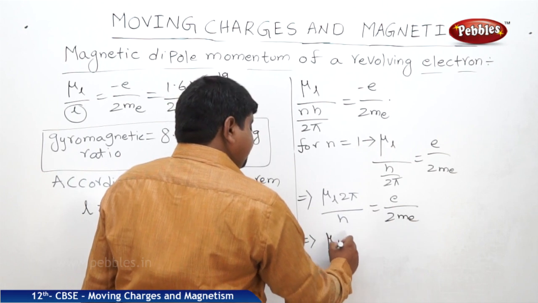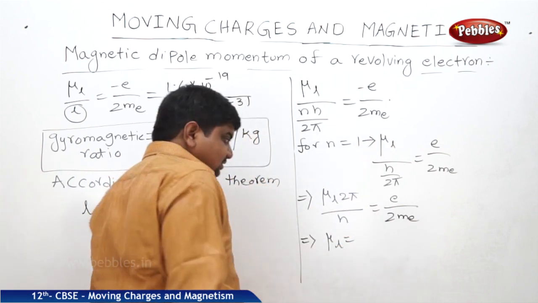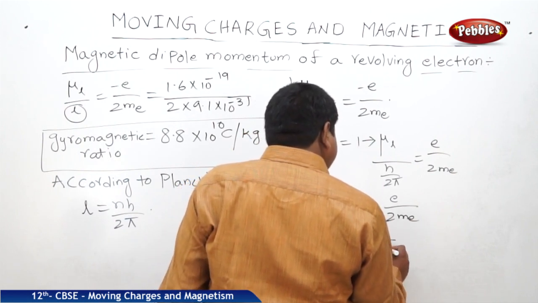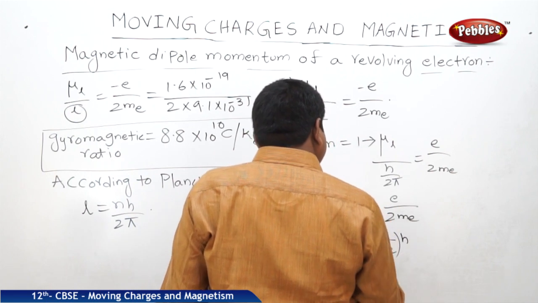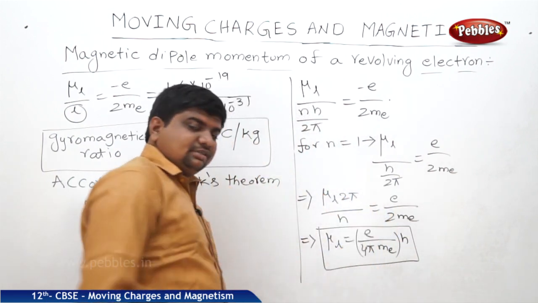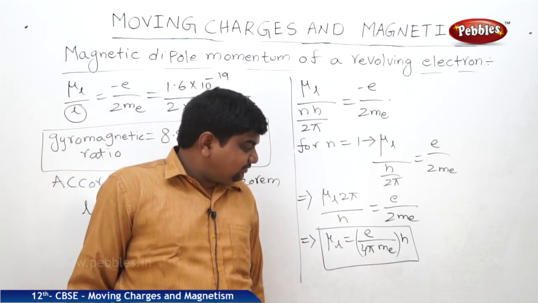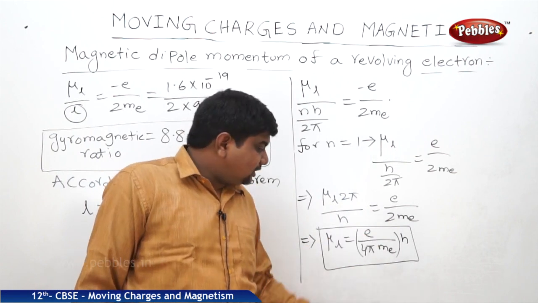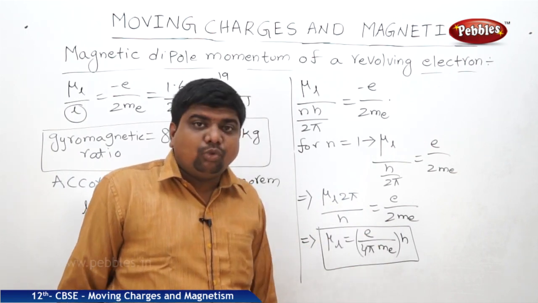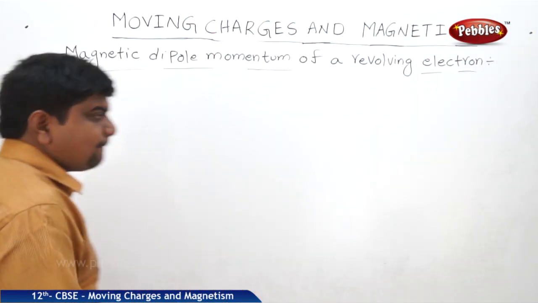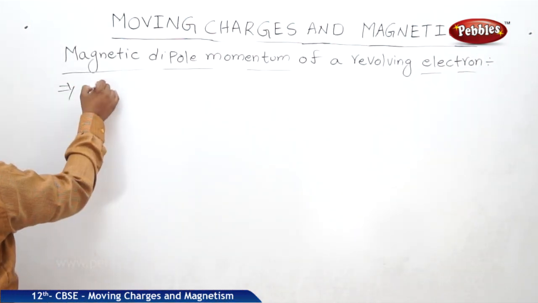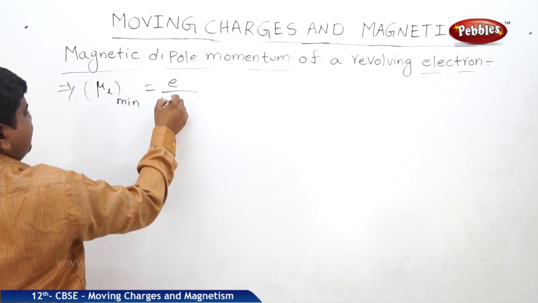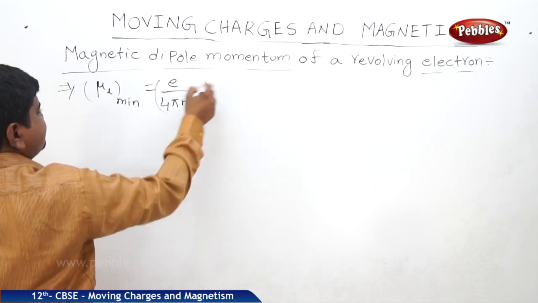So mu L is equal to, we can just cross multiply the things, therefore e by 4 pi m_e into h, where e is charge of electron, m_e is mass of electron, h is Planck's constant. By substituting all the values in this equation, we will get one value. That value is called Bohr's magneton. So mu L minimum, where n is equal to 1, is equal to e by 4 pi m_e into h.